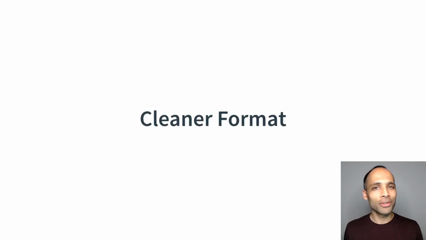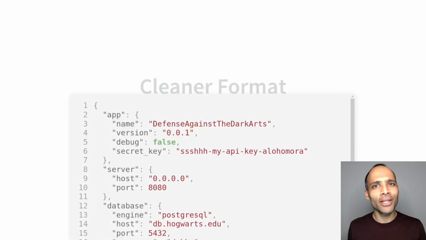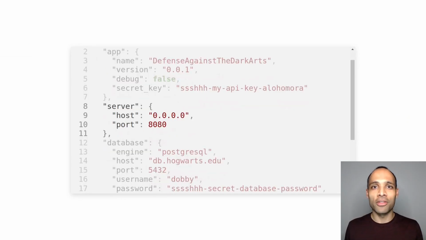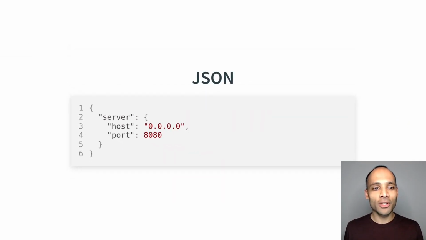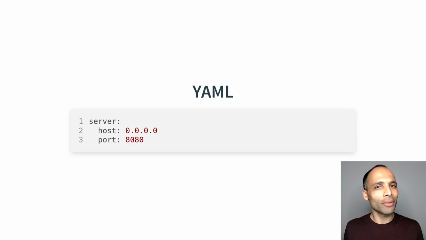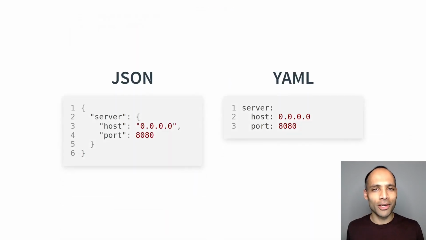First of all, YAML just has a cleaner format. Let's look again at that JSON config file, and we'll focus on one part where we define the network settings. Here we see the server settings in JSON format. The same code in YAML format hopefully makes you feel a little less stressed. Let's look at them side by side.